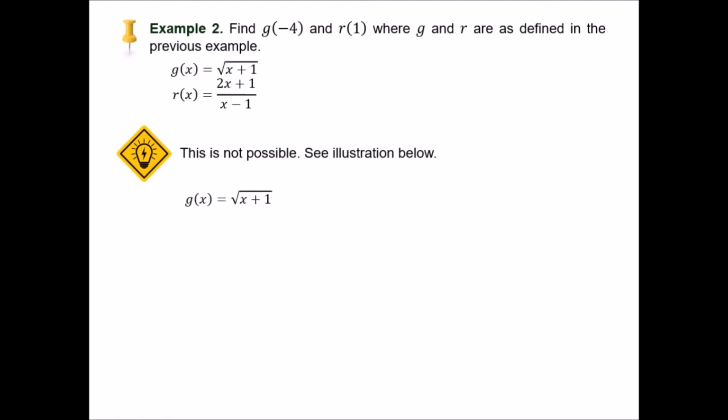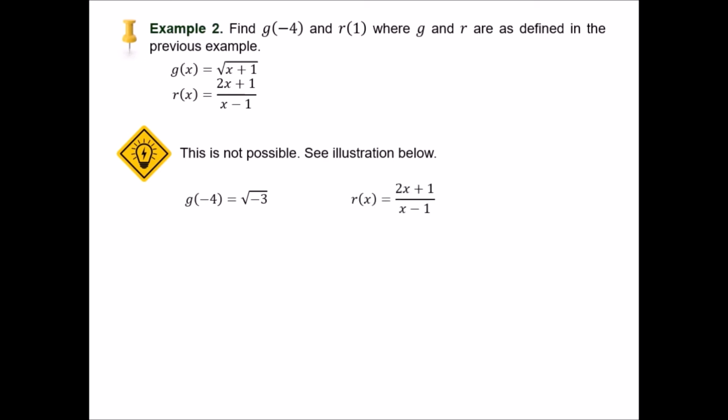Let's start with g of x. g of x equals square root of x plus 1. We substitute negative 4 for x. We have g of negative 4 equals square root of negative 4 plus 1. Negative 4 plus 1 gives us negative 3. Square root of negative 3. And as we know, we cannot extract the root of any negative number. The extraction of the root of any negative number would result in what we call imaginary numbers. But imaginary numbers are beyond the scope of discussion in general mathematics.